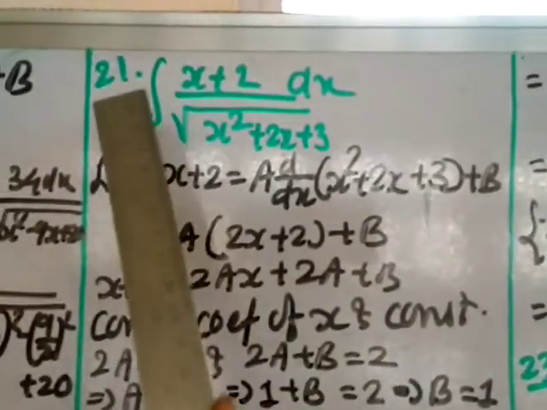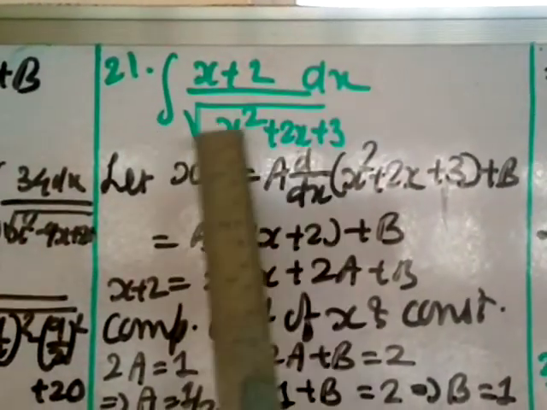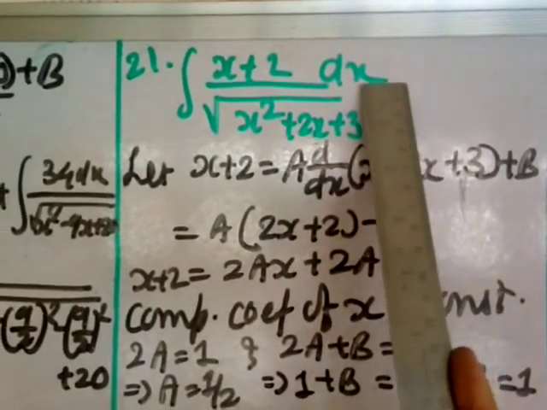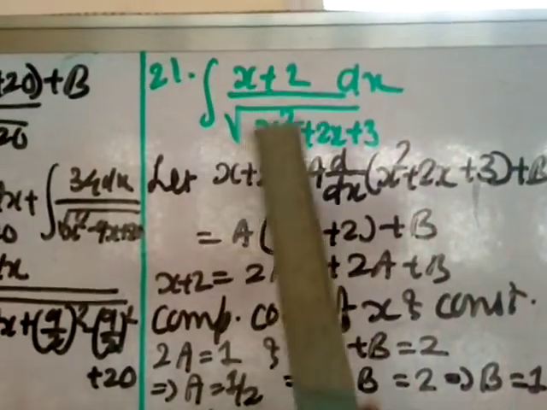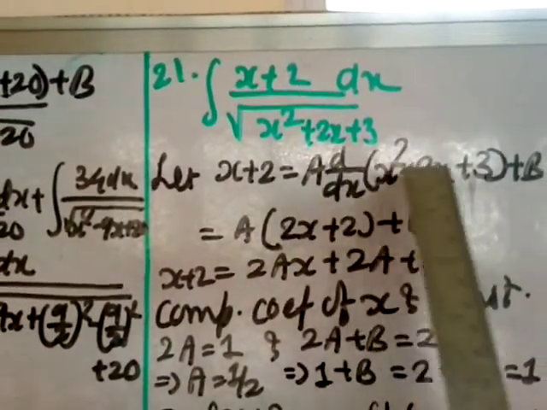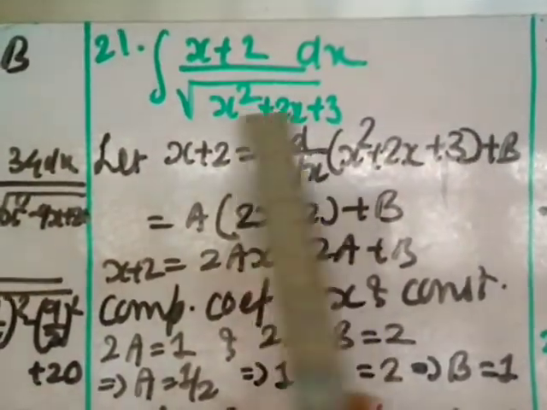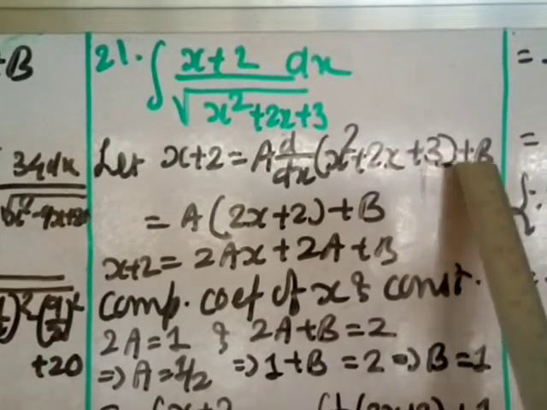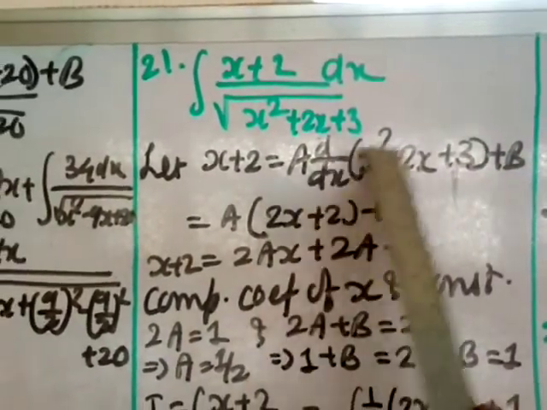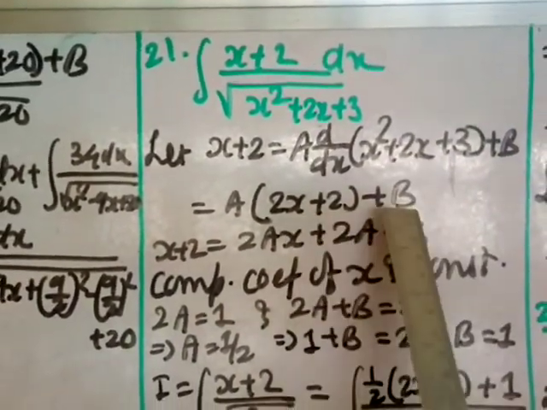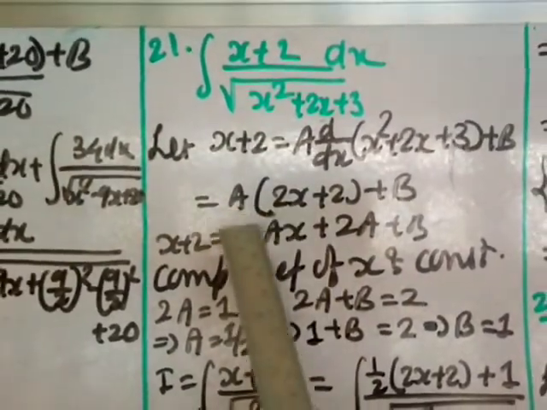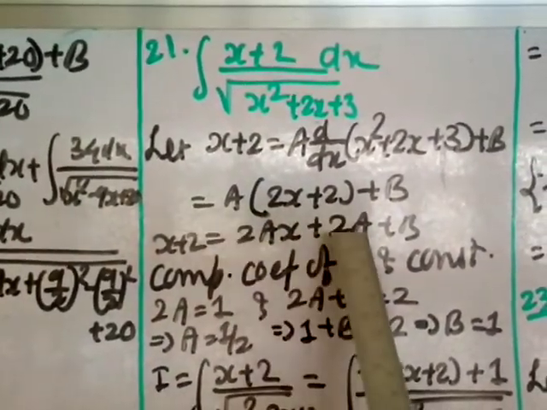Question number 21: integral of (x plus 2) divided by square root of (x square plus 2x plus 3) dx. This also the same way: numerator equal to a into d by dx of the denominator plus b. So here x plus 2 equal to a, d by dx of the denominator, that is x square plus 2x plus 3, plus b. Differentiate this, so x square is 2x, 2x is 2, plus b. Multiply inside, so 2ax, 2 into a plus b.